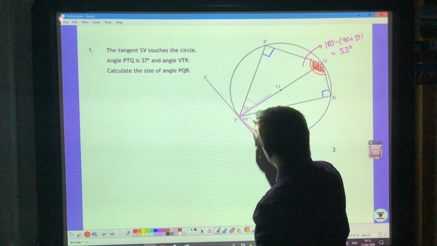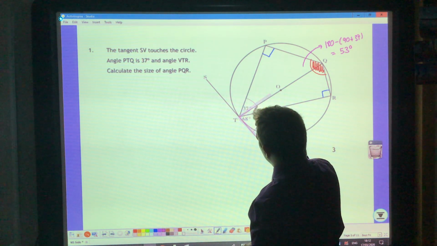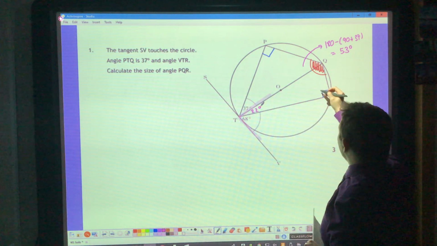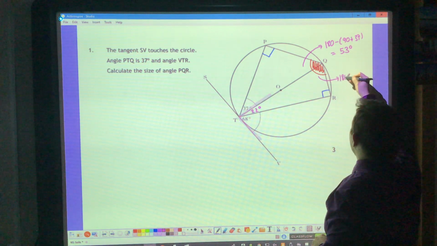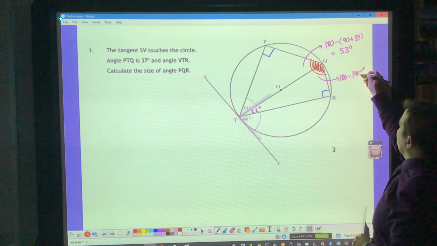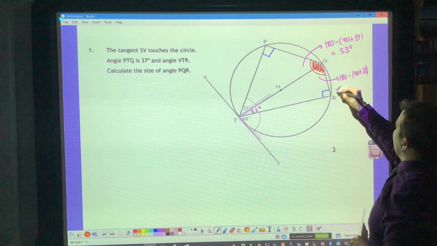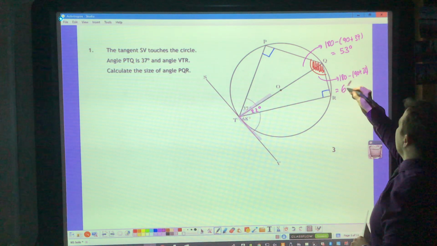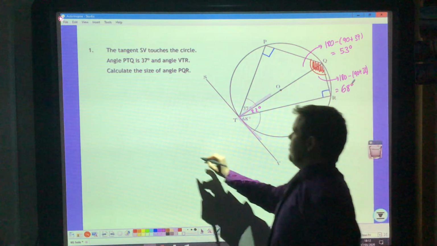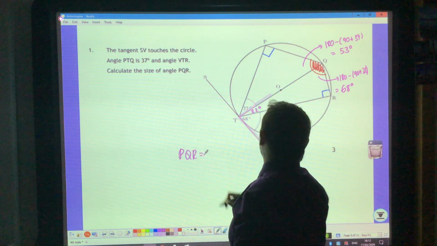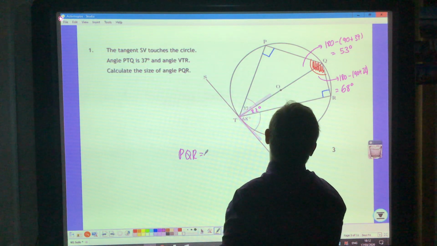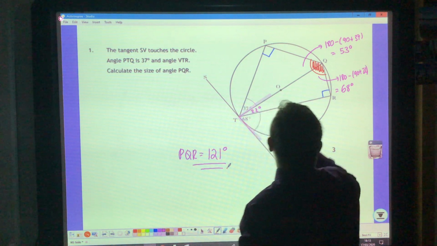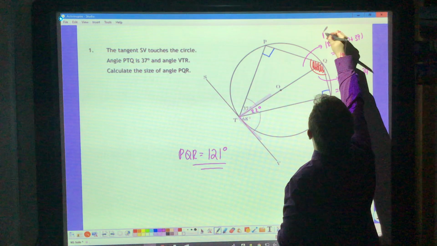So that wee angle in there is going to add up to 90, which is going to be 22 degrees. So that one there again, very similar. That's going to be 180, take away 90 plus 22, and that is going to be 68 degrees. Then to get the final answer, I'm going to say that PQR equals 53 add 68, which is 121 degrees. 3 marks.